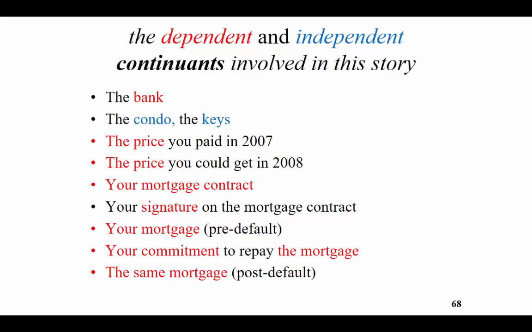And then the same mortgage after the default, when it's become a quite different kind of object, because the original mortgage had a title deed associated with it, and it had a commitment to pay from the person who took out the mortgage. But now that person isn't going to pay anymore. So the mortgage value has immediately dropped. And so that's the dependent and independent continuants. Now, why is the bank a dependent continuant? Well, the bank is not the building.